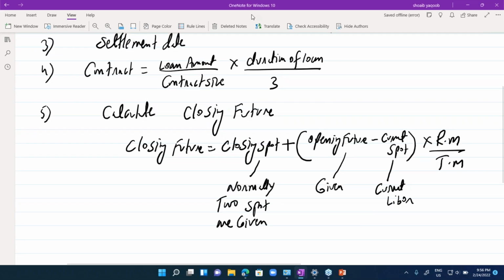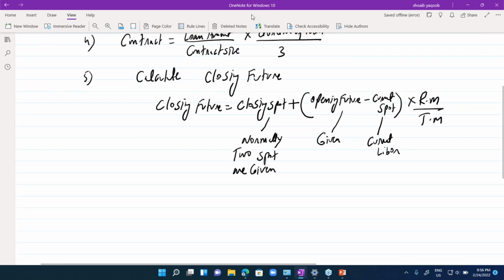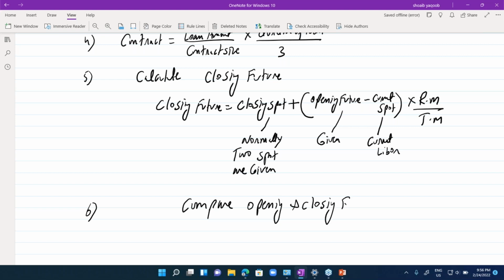So for the closing future, use this formula and you will be able to calculate the closing future. And once you have the closing future, compare the opening and closing future and calculate gain or loss. Close the contract and calculate gain or loss.